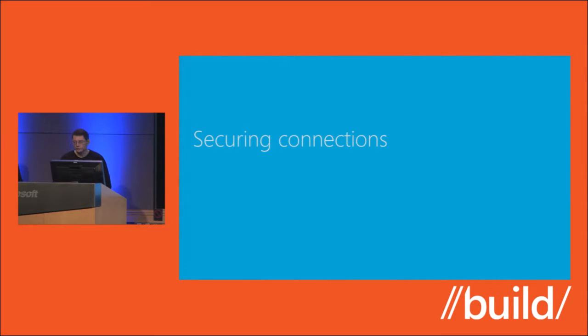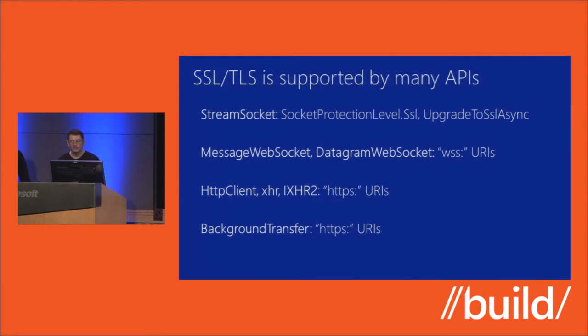All right, let's move on to security. Okay, how do we secure connections? Well, SSL or TLS are supported by many APIs in the system. Some examples at the sockets layer, we have things like the socket protection level that you can use when creating a socket to set that to be SSL. You can put it on a socket that's already connected with upgrade to SSL async.